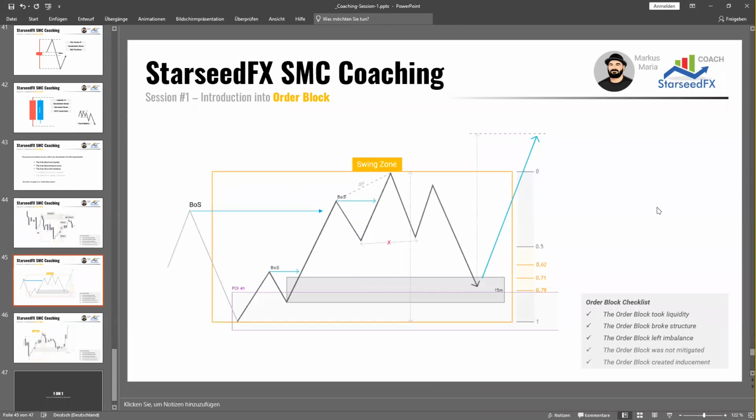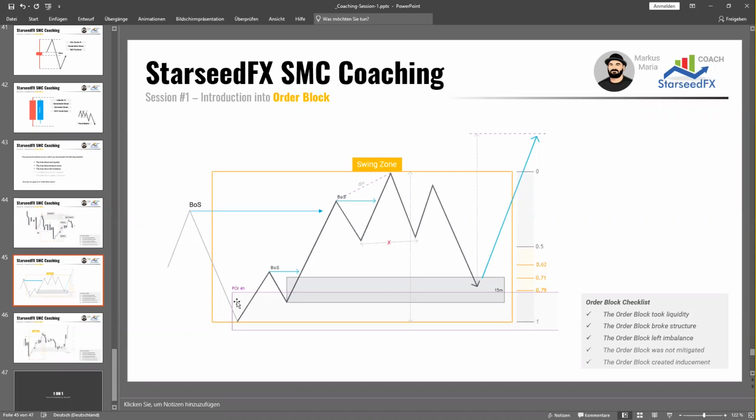I also wanted to just draw a theoretical situation where you have a swing zone. This is what you should concentrate on. You have a swing zone from a low to a high, which the whole swing zone broke structure in the past, which is this one, a swing zone that broke structure. This is the first thing you have a look at.